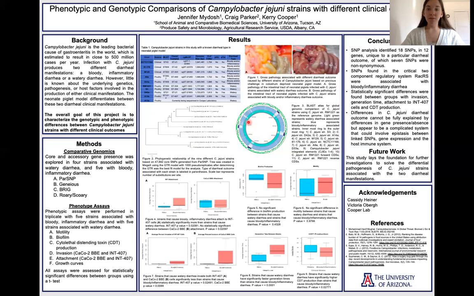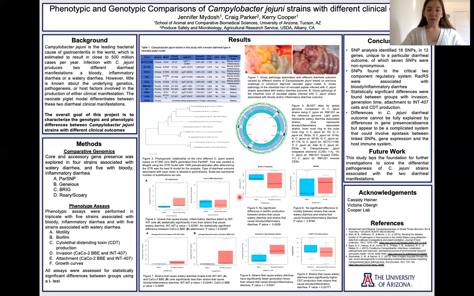The white spaces are the genes that are absent from their genome compared to the reference genome. And from this figure, we can see that strains associated with bloody diarrhea have the most absent genes. However, there are no genes that are associated with either clinical outcome.